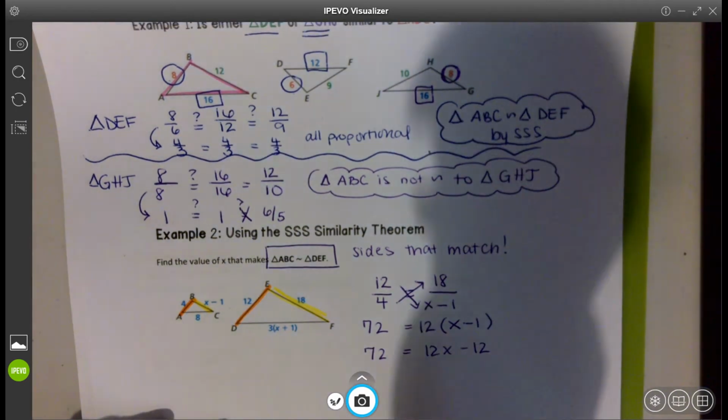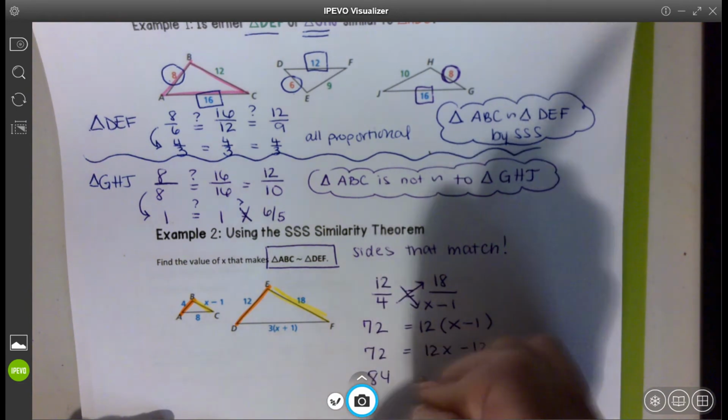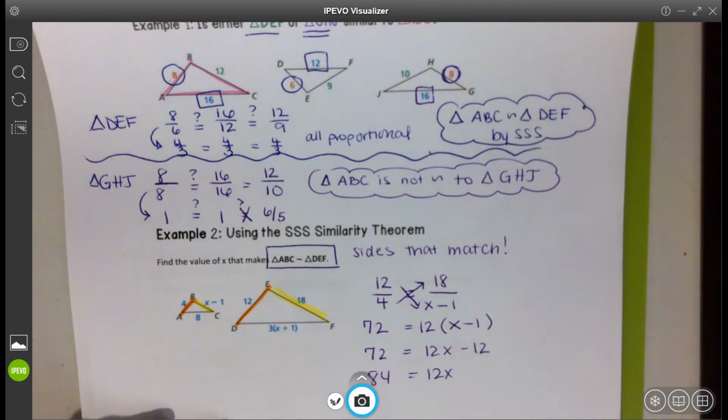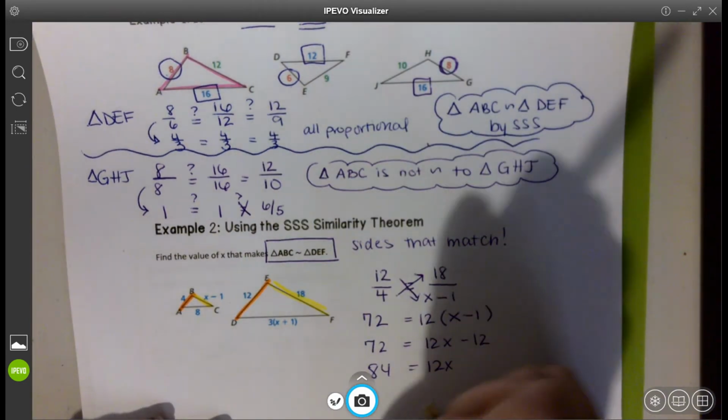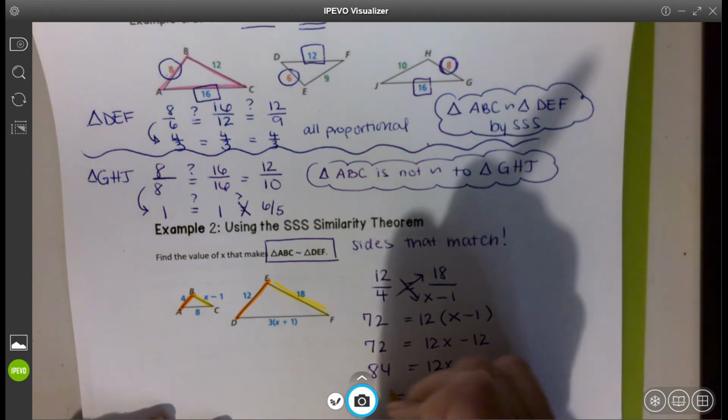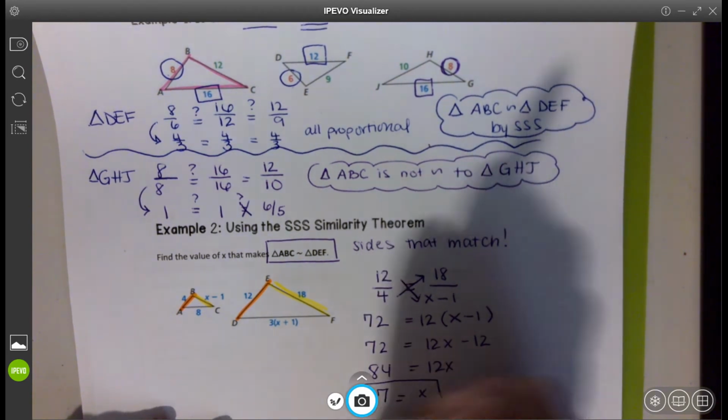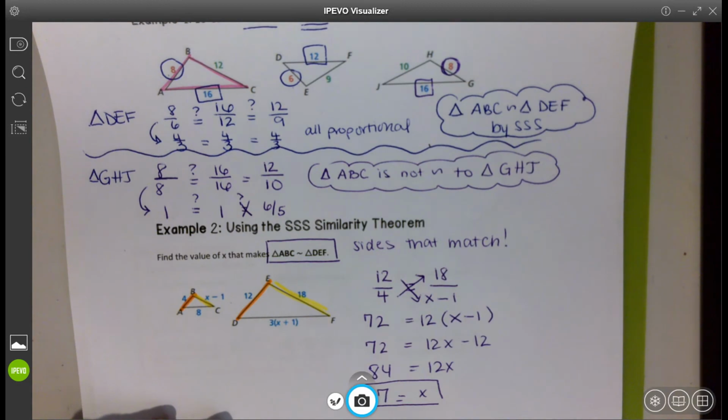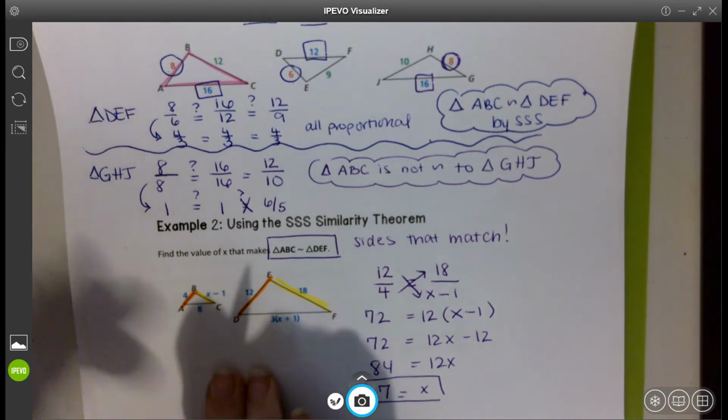So we add 12 to both sides. So we have 84 equals 12x. Divide both sides by 12, and x equals 7. All right, let's go on to our next page.